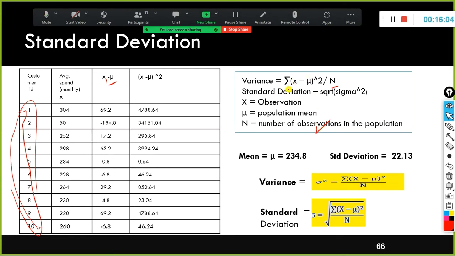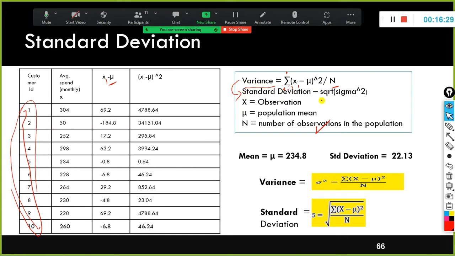So for each value, for i equal to 1 to n, we subtract the mean from the given value, then square it, and then divide that by n. That is what is called your variance. And if you take the square root of this variance, we call that the standard deviation.